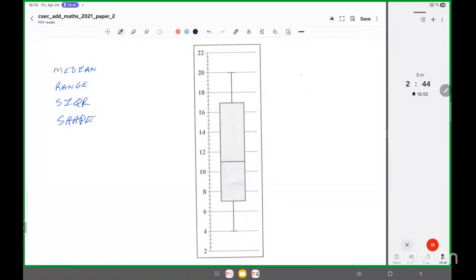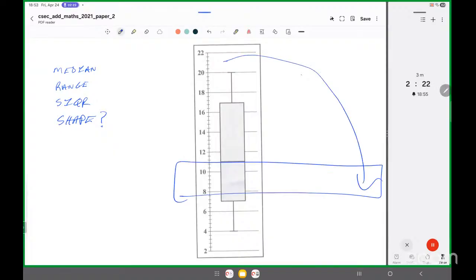Comment on the shape. That's what it means. What about the shape? Is it positive skewed or negative skewed? Just imagine if it was horizontal. Think of how it would look if it was horizontal, like you take this and turn it around this way. So think of it that way instead.